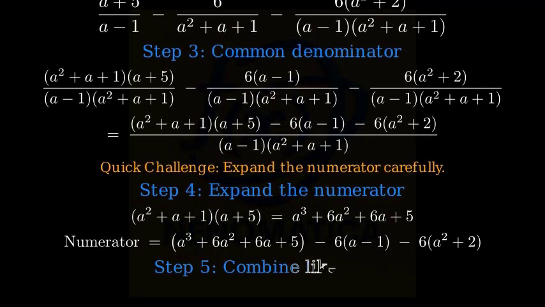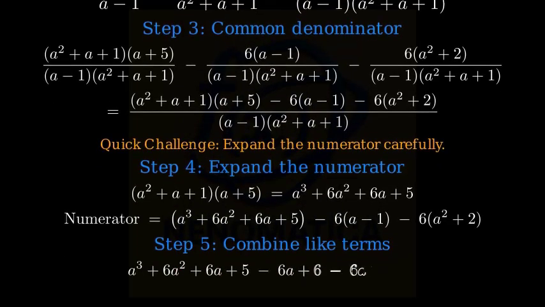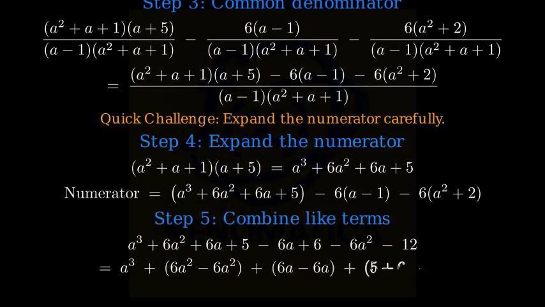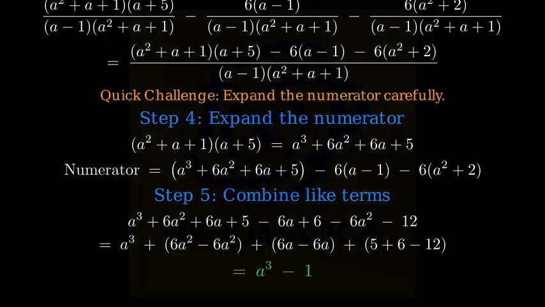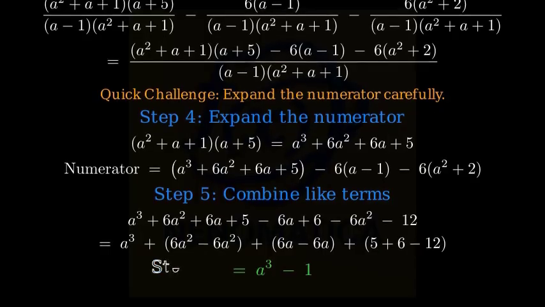Step 5. Distribute and combine like terms. Minus 6 times (a minus 1) becomes minus 6a plus 6. Minus 6 times (a squared plus 2) becomes minus 6a squared minus 12. Now collect like terms.